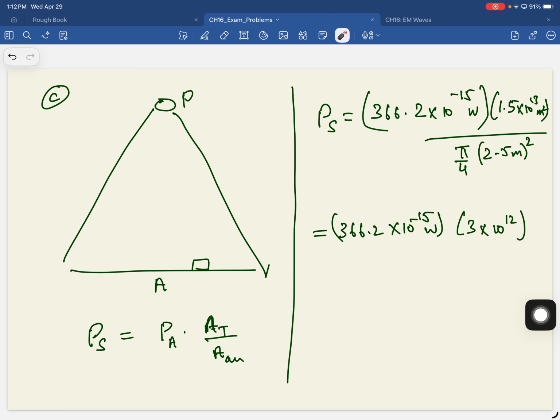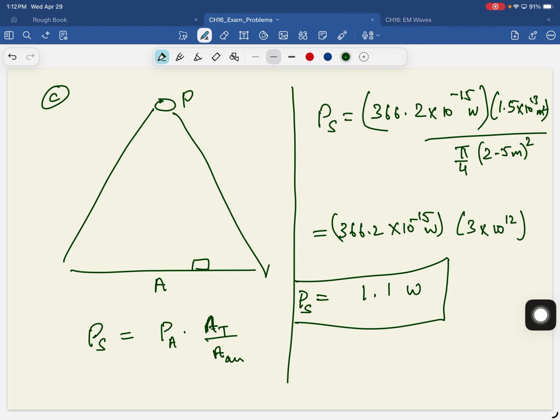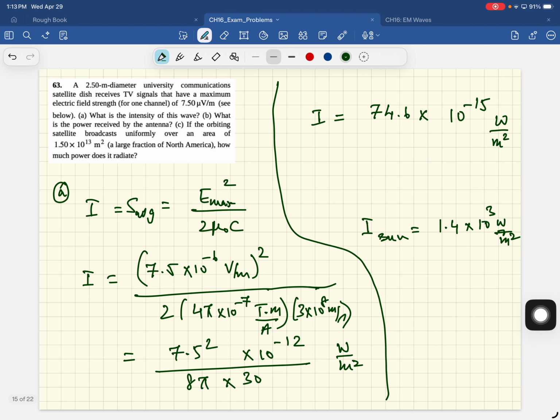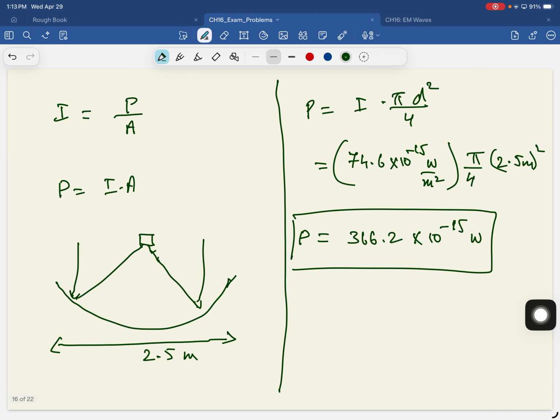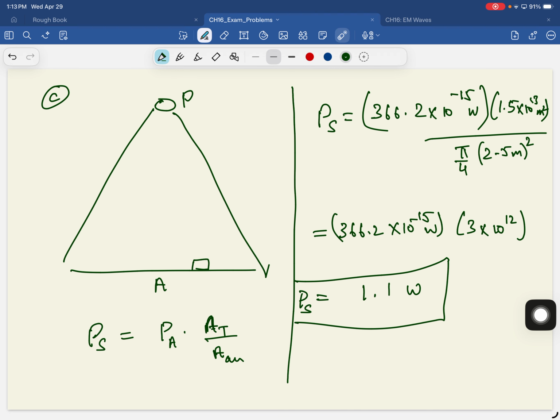All right, so the power of the satellite is then equal to, that's pretty amazing, just 1 watt. Wow, that is pretty amazing.